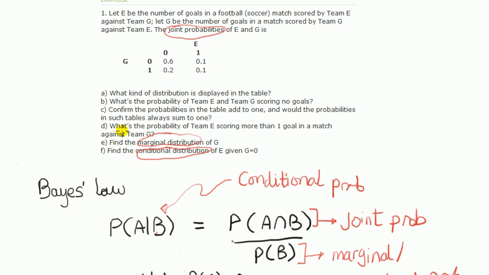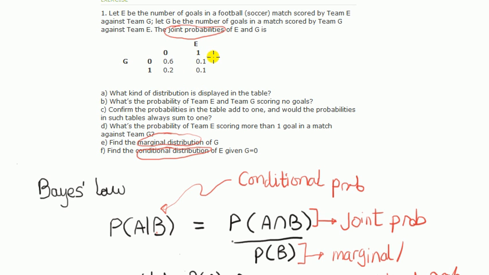This leads us on to D. What's the probability of Team E scoring more than one goal in the match? Well, since this adds to 1, it must mean that with the goal scored, it's always got to be one of these four combinations. So what's the probability that E is bigger than 1? It's 0. Likewise for G, probability of G bigger than 1 is 0.